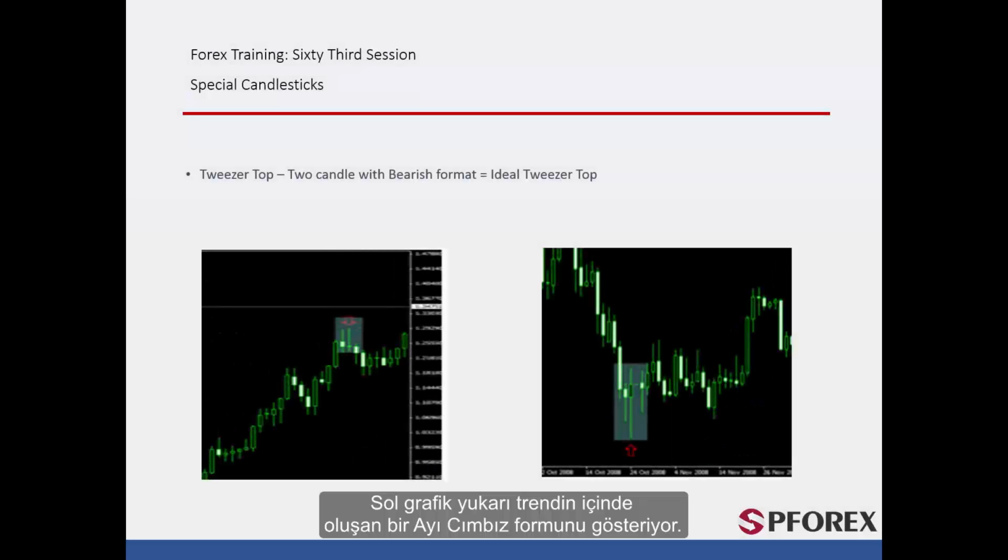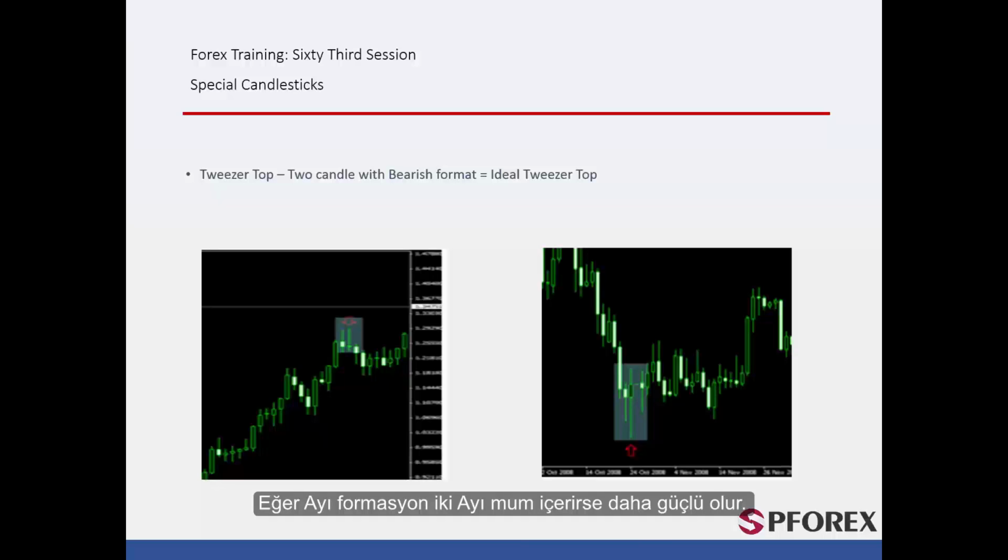The left graph shows that bearish tweezers pattern formed inside an upward trend. This tweezers pattern includes two shooting star candles. If a bearish pattern includes two bearish candles, it would have more power.